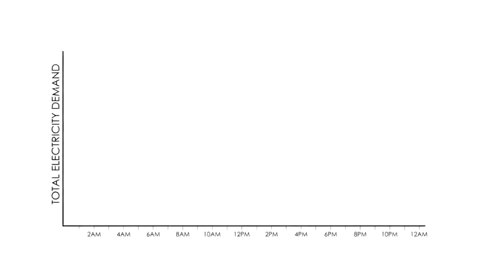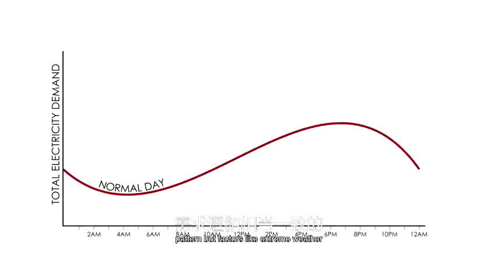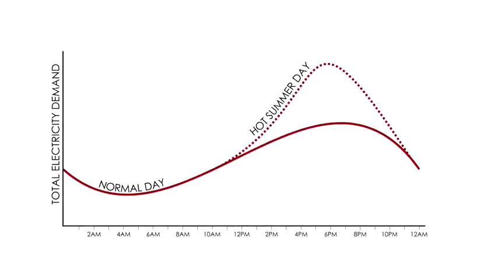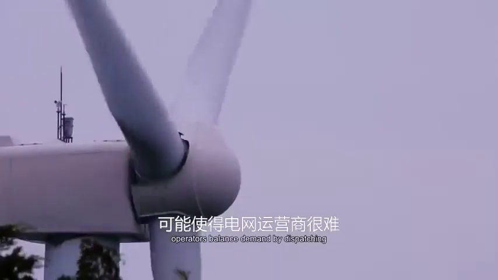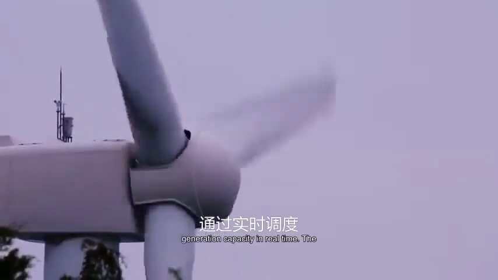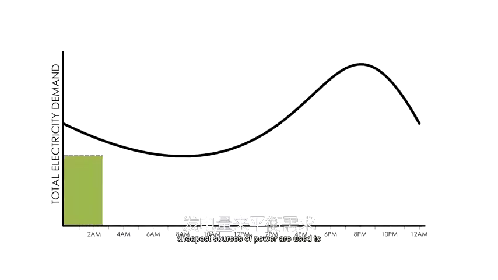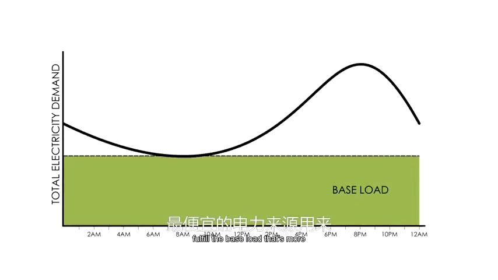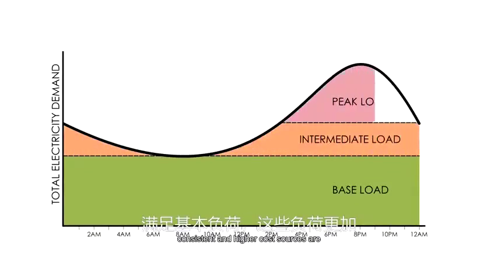For the most part, electrical demand follows a fairly consistent pattern, but factors like extreme weather can make it difficult to forecast. Grid operators balance demand by dispatching generation capacity in real time. The cheapest sources of power are used to fulfill the base load that's more consistent, and higher cost sources are used for peaking when demand exceeds the base.